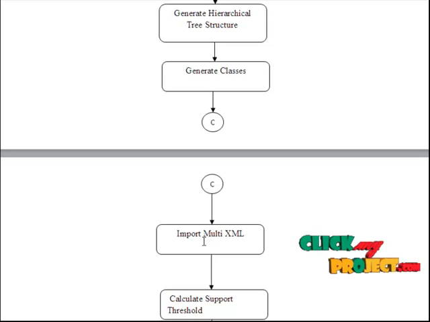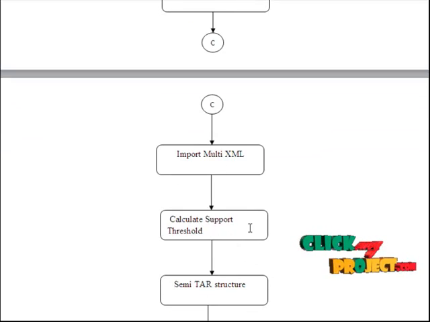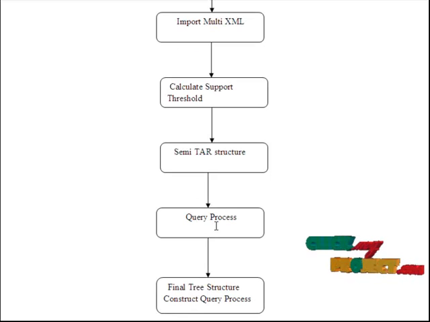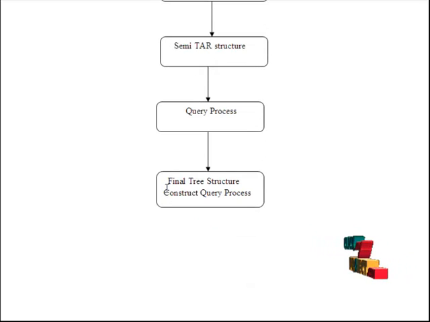After that, we import the multiple XML files. The classified XML files have to be imported here, and then we calculate the support threshold value for each multi-XML file, view a semi-tree structure for each class, and then perform the query process to get the final tree structure. Using the query process to get each element's tree structure is the final step.